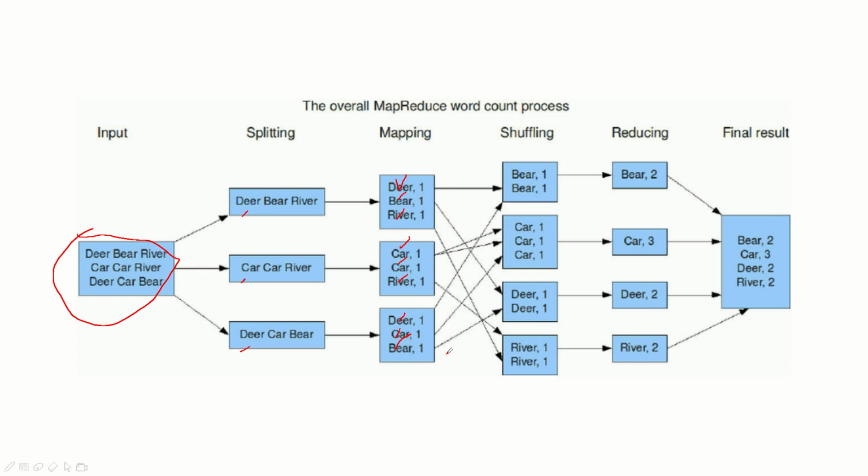Now we have a reduce function. What does the reduce function do? A reduce function in this case is simple. The map function merely assigned 1, 1, 1, but the reduce function will say I'm going to take all bears, sum up and produce 2. So this reduce will say I'm going to sum up this and produce 3 and so on. And then we have the final result where we say bear comes twice, car comes thrice, deer comes twice, river comes twice. That is how MapReduce works.